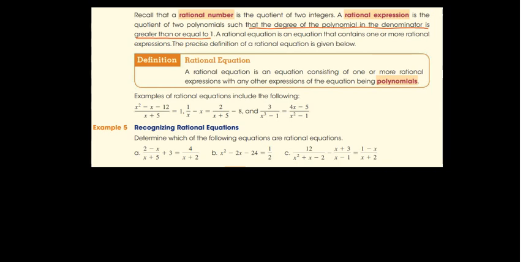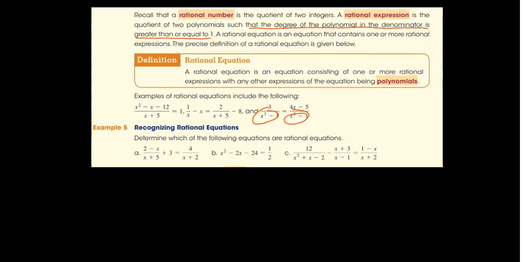So let's read it again. A rational equation is an equation consisting of one or more rational expressions. Okay, so again, a ratio, a fraction, with any other expression of the equation being a polynomial. So we're basically looking at some sort of polynomial over a polynomial. And of course, in our three examples here, we have this polynomial over this polynomial. Good, that's pretty easy. We have a polynomial here and a polynomial there in the denominator. That's good. And of course, we have polynomials here in our denominator. So these are indeed obviously rational equations.